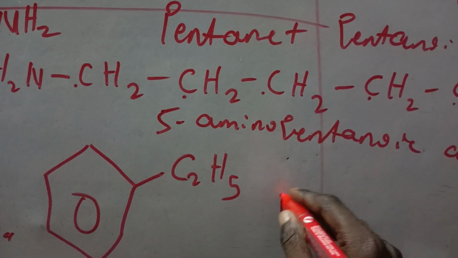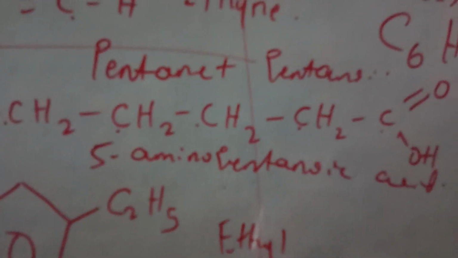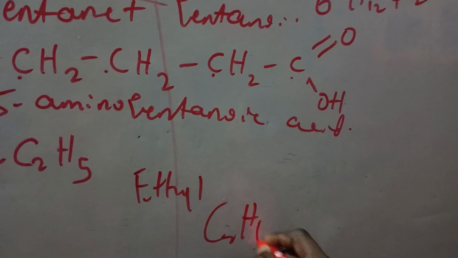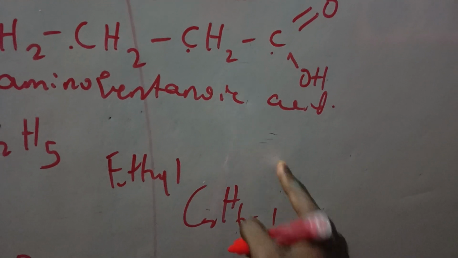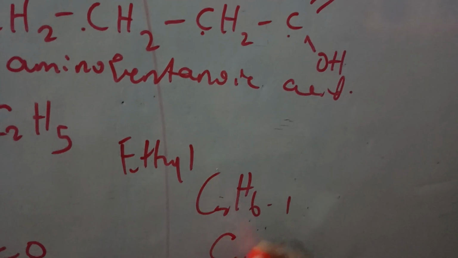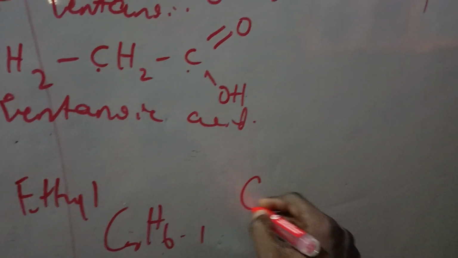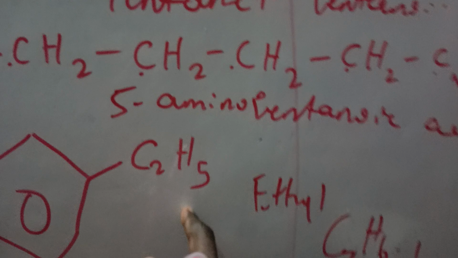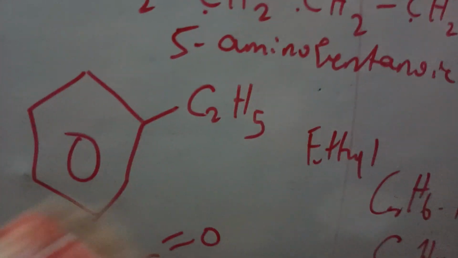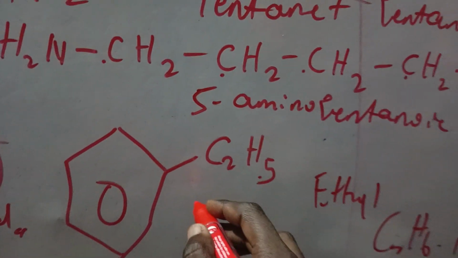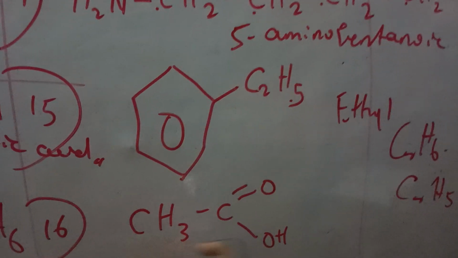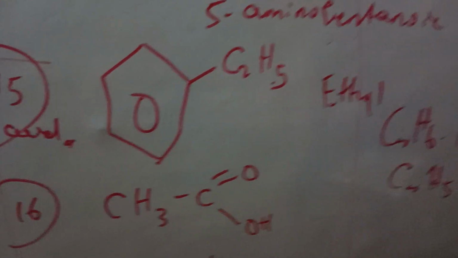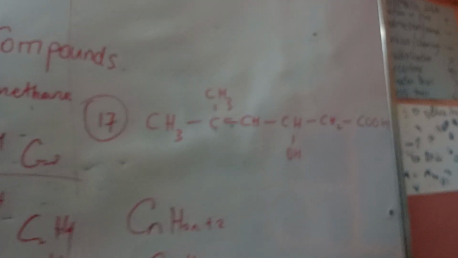This is ethyl. Remember I started the class with something like this under number 2. C2H6 is ethane, but when you remove one hydrogen atom from ethane, you are left with ethyl. So C2H5 is ethyl, though the general formula for the alkyl is CnH2n+1. Okay, so this is ethyl, this is benzene. So just bring it together. This is ethyl benzene. Now the next one, this is 1, 2. This is just the structural formula for ethanoic acid. Ethanoic acid.